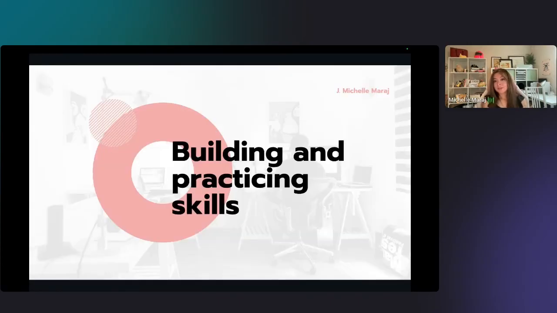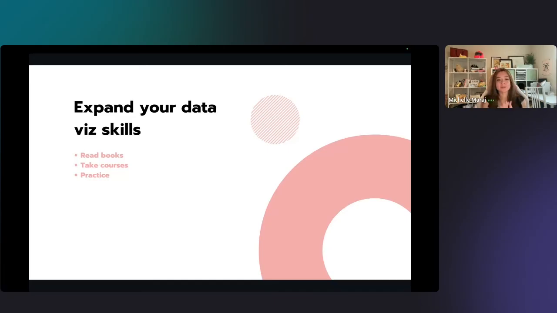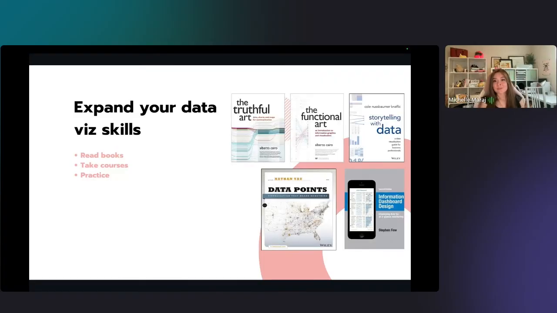So how do you practice your skills if you're interested in this field? I do think that you can read books, take courses, and then honestly, it just comes down to practicing, as I said. So if you're interested in different data viz books, these are some of my favorites that I would highly recommend. So across the top, Alberto Cairo is one of my favorite authors that really gets into the psychology of how we read charts, how we interact with data and art. So love, love, love all of his books.